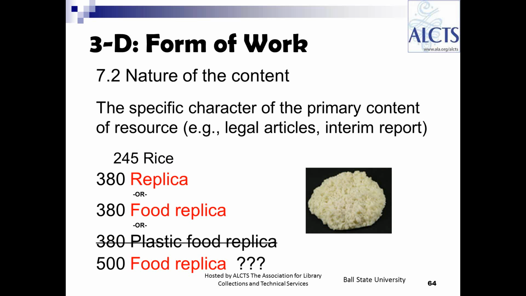There's a similar element in Chapter 7 for nature of content. This is defined as the specific character of the primary content of the resource. It's not obvious to me how this is different from the form of work, except that it can't be used in preferred access points for works. It is also unclear to me how much detail you can give in the form of work element.